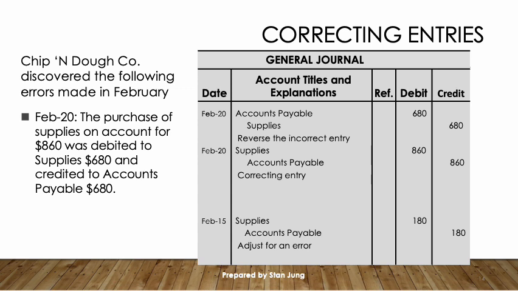All we need to do is to increase the debit to supplies by $180 and increase the credit to accounts payable by $180. You will see that the end result of both of these approaches is the same. When we transfer our amounts to our ledgers, the ending balances will be the same. It's just up to you in terms of which approach you like the most.